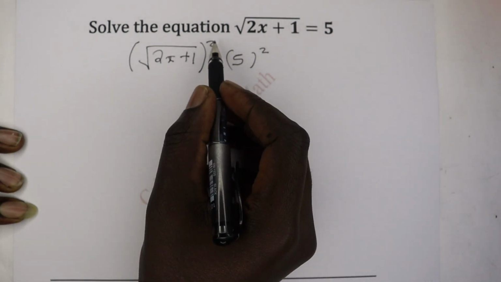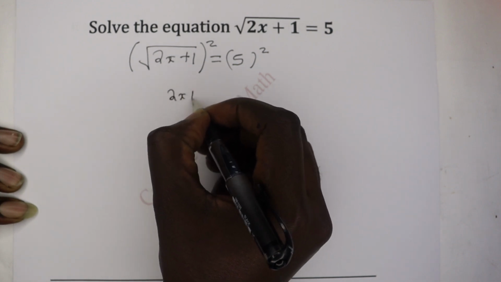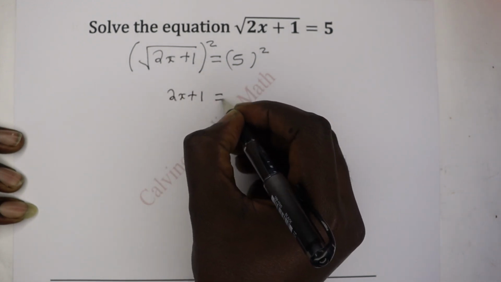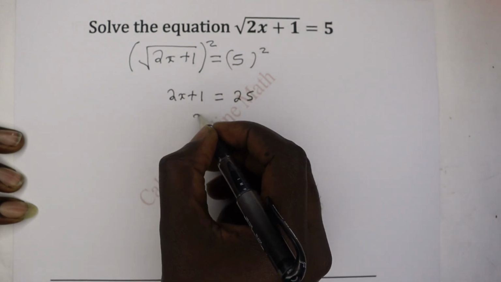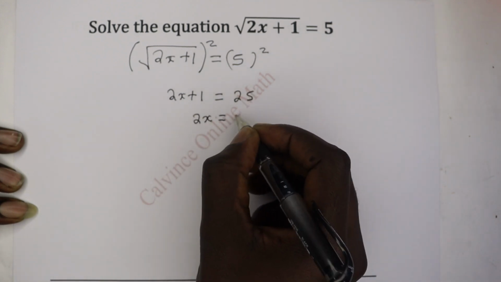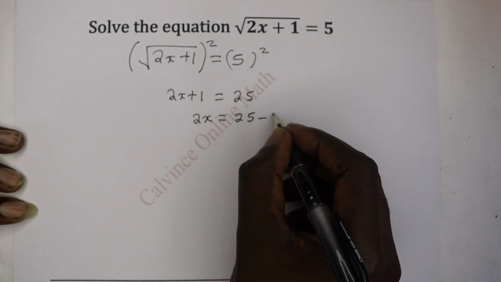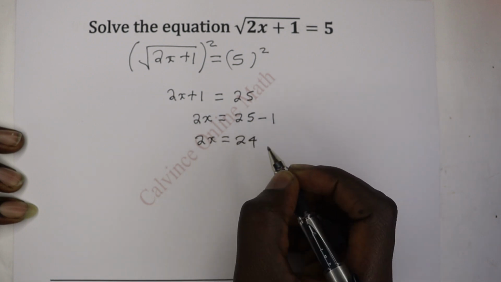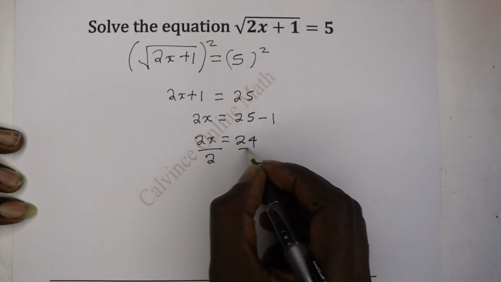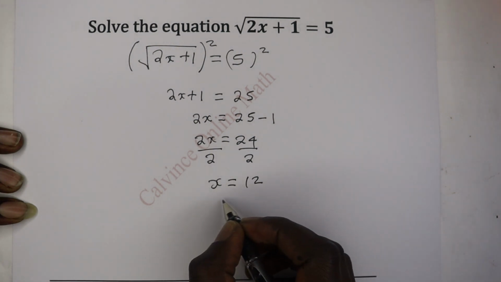So the square will cancel the root sign, so that you are left with 2x plus 1, and then you have 5 squared, which will be 25. So you collect like terms so that you have 2x is equal to 25. We take the 1 to the right hand side, it becomes a negative, so that 2x is equal to 24. And divide both sides by 2, so that x alone is equal to 12.